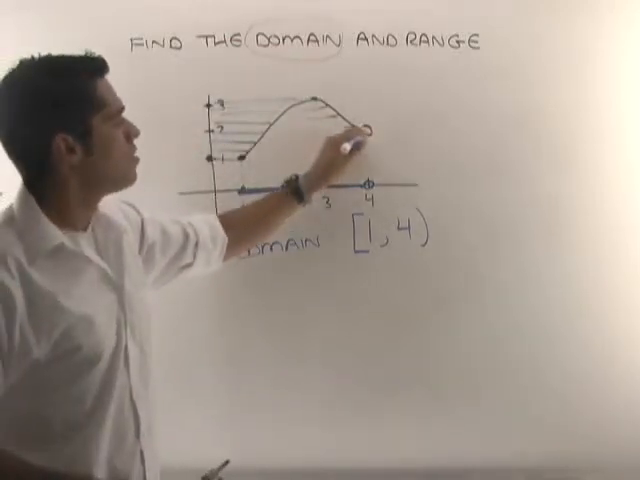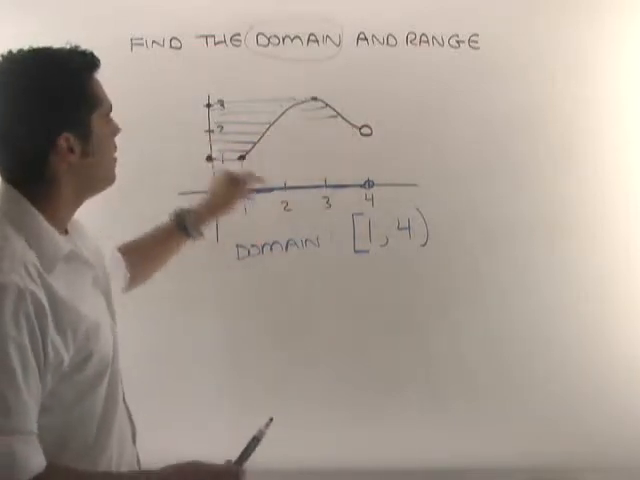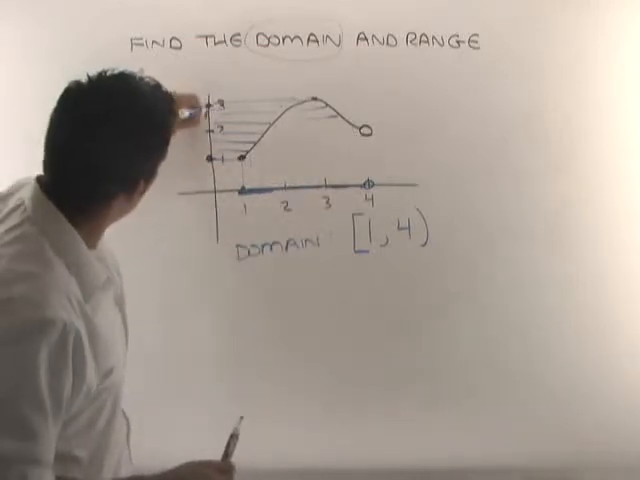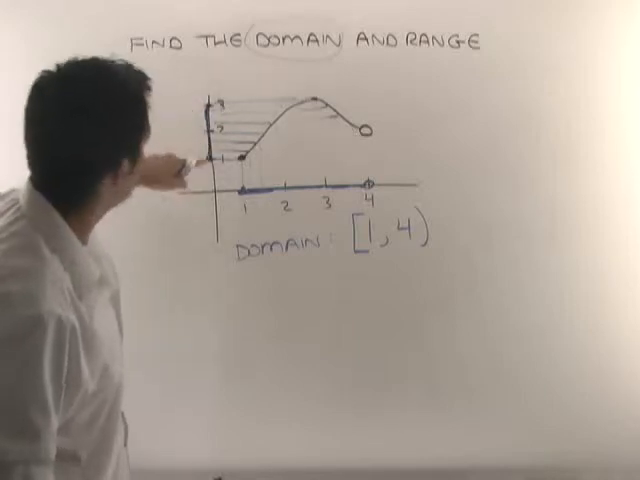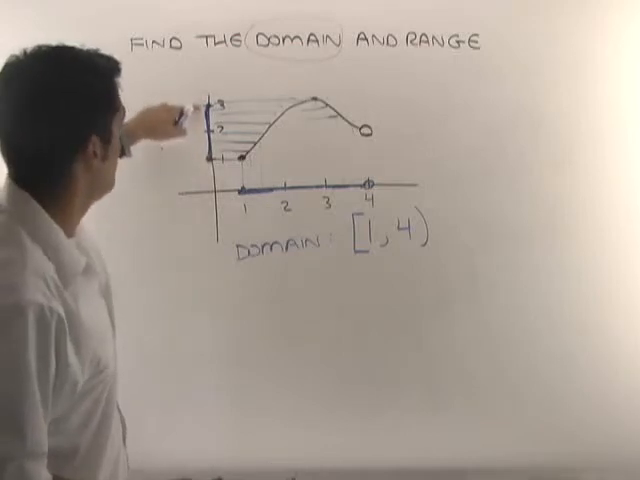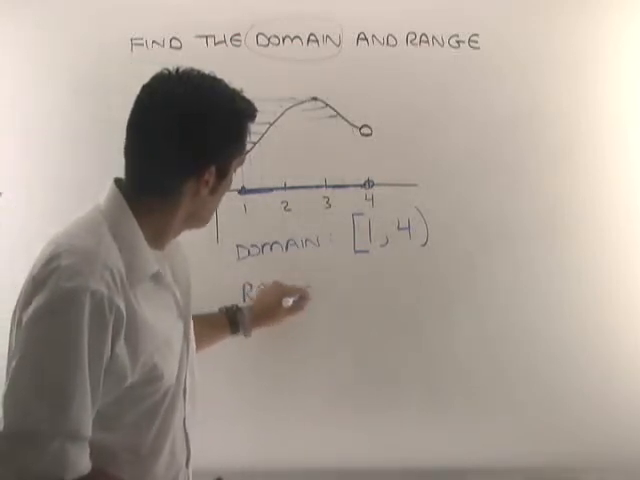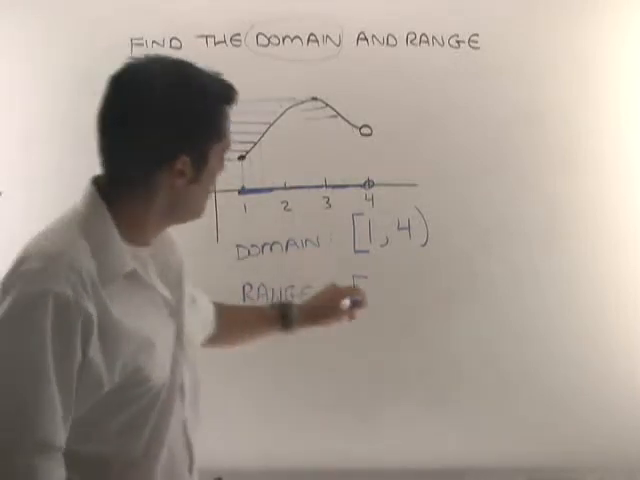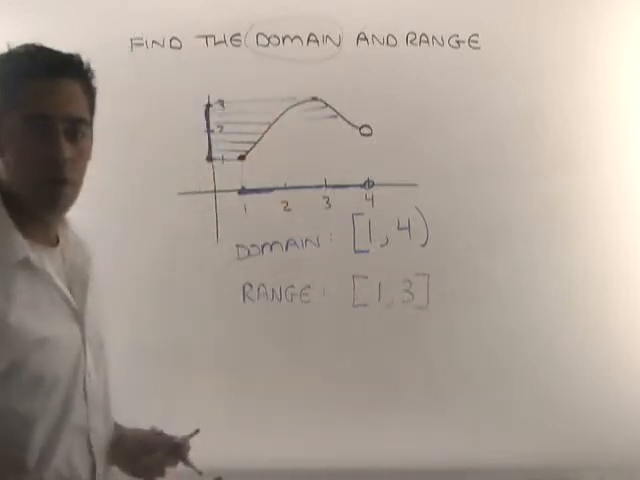Even though we have an open circle here, so it wouldn't hit, the fact that the point right here did hit means that this open circle will have nothing to do with our range. So it's not going to affect our range. Our range will be everything between 1 and 3, and we do want to include 1 and we do want to include 3. So the range here are all the y values between 1 and 3. And we use brackets because we do want to include those points.